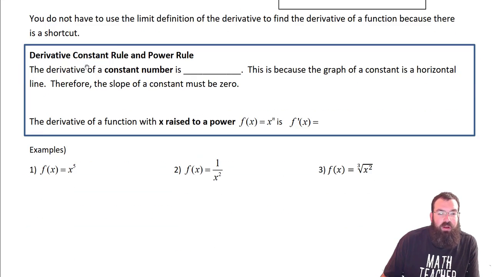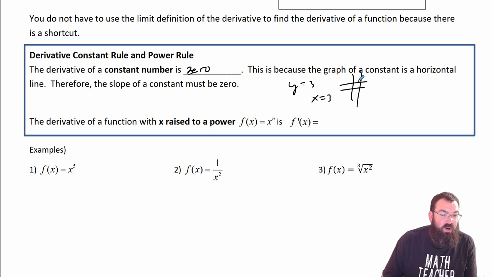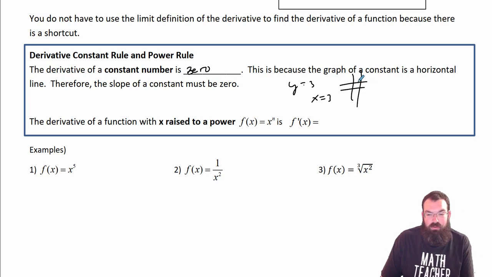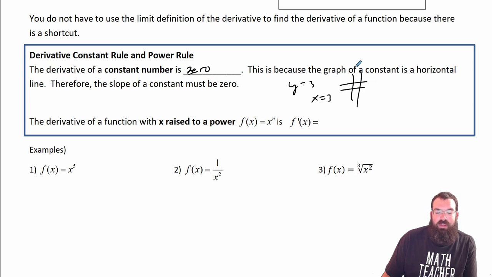So the derivative of a constant rule and a power rule: the derivative of a constant is 0. We already know that. The slope of a constant must be 0. If I have y equals 3, well, what's y equals 3? Y equals 3 is like this. Well, that's 0. The slope of that line is 0. Or if I say it's x equals 3, then that doesn't even exist. So we gotta think about that. So it has to be 0. It can't be anything else.